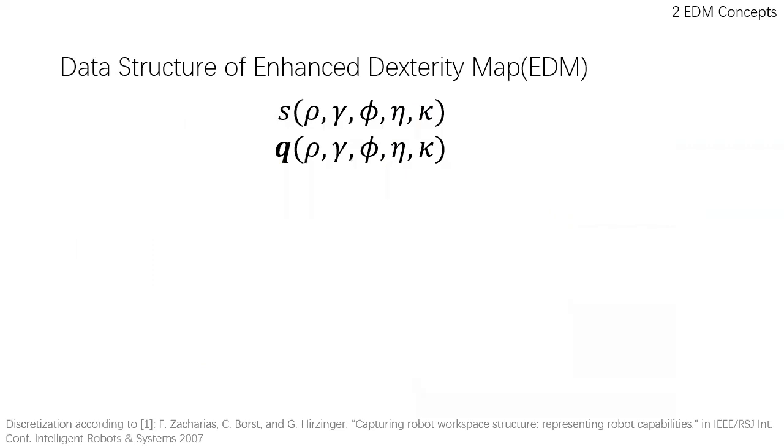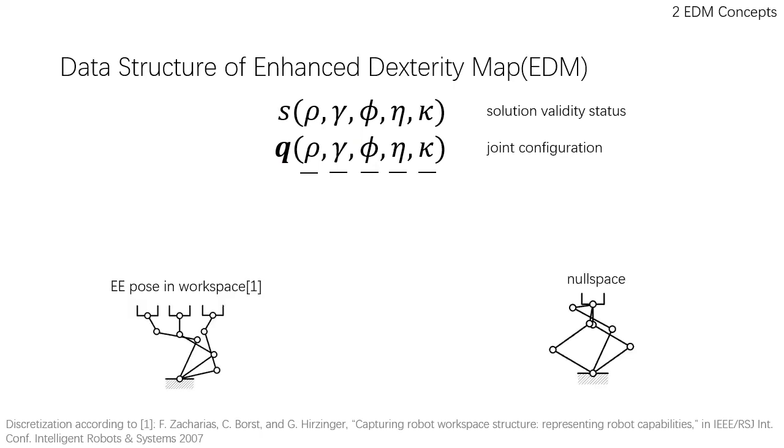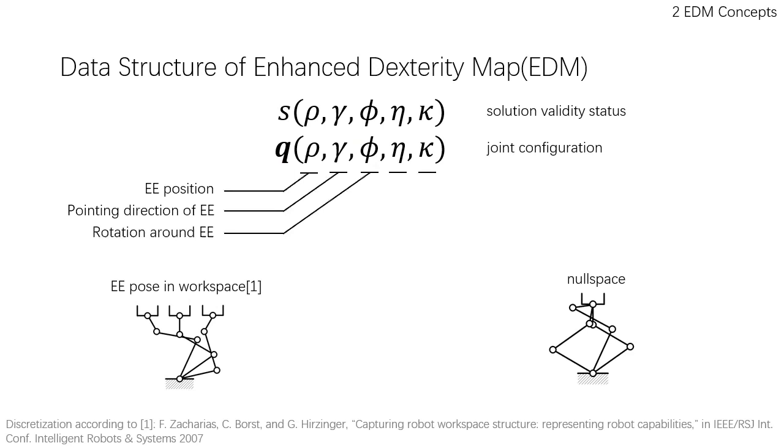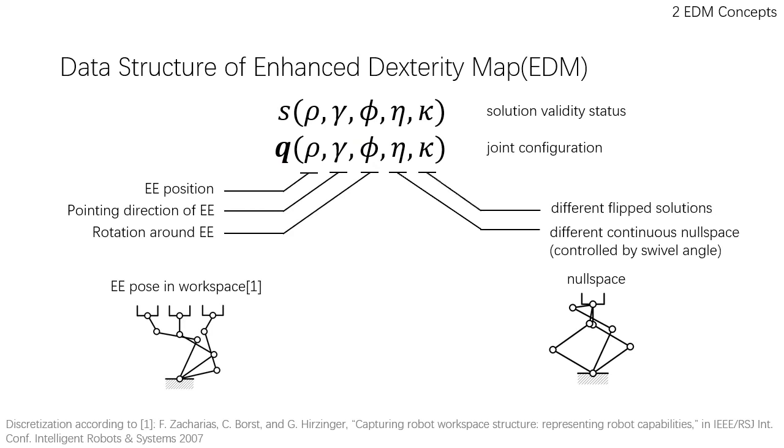To adequately express both nullspaces, we design an enhanced dexterity map data structure. The map stores the solution status S and the corresponding joint configuration Q. 3 indexes control the end-effector frame by position, direction, and rotation. 2 indexes control the nullspace in the sense of the nullspace swivel angle and the flip nullspace.